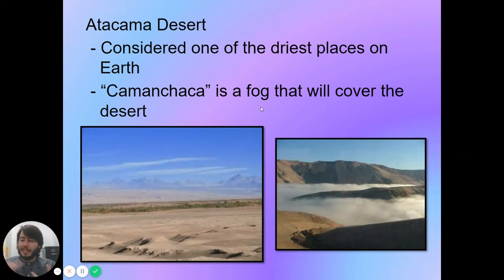Well, in a desert, there's not a lot of water vapor to begin with. There's not a lot of moisture. And usually the air temperature and the ground temperatures are very similar. There isn't a big drastic difference. But for whatever reason, in the Atacama Desert, they get the camanchaca, which is a fog. So it's kind of like a natural phenomenon that is specific to the Atacama Desert, where other deserts in the world do not get fog like this one does.